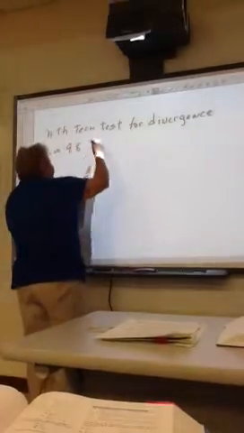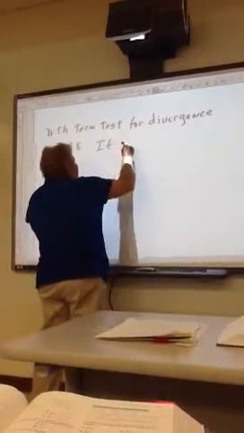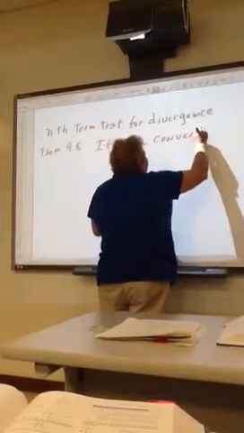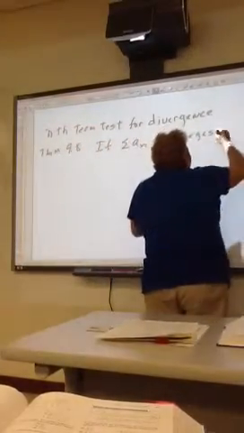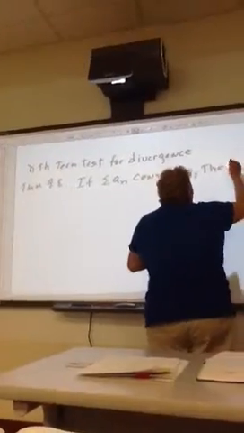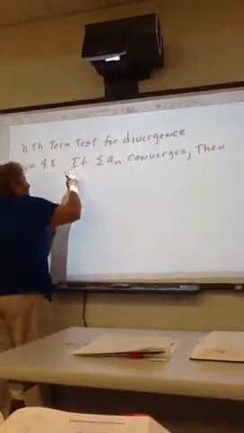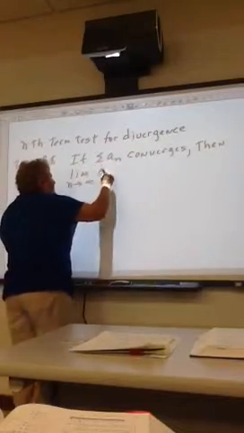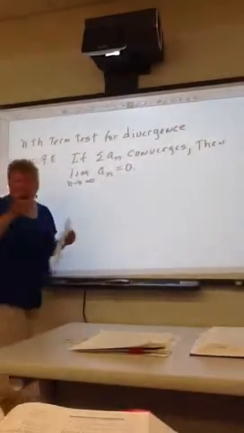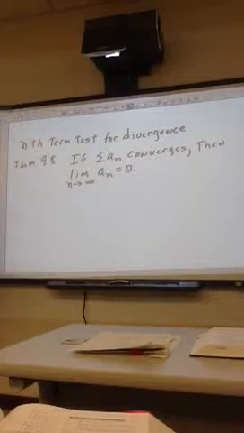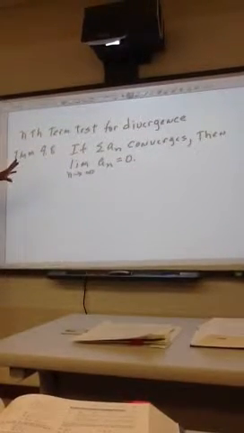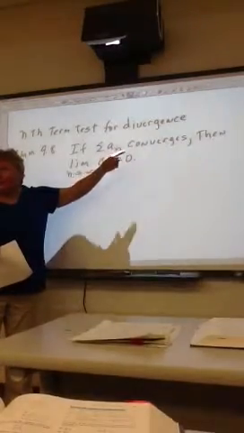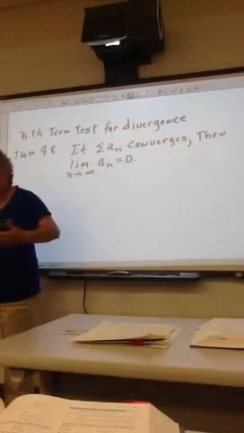It says that if the sum converges, the limit of the nth term has to be 0. The theorem stated this way is useless. If you knew it converged, you're done with the problem.